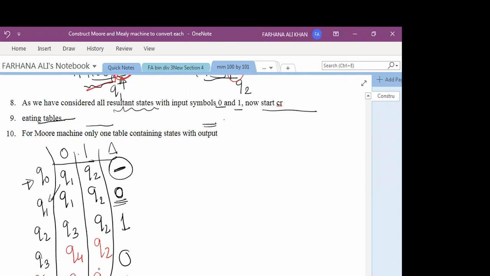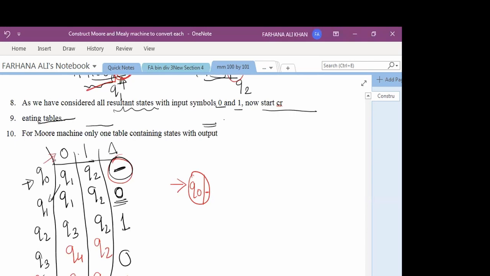So here we have drawn the table for the Moore machine. Now we have to draw the state transition diagram for the Moore machine. How will we start? We will start with the initial state, Q0. What was the output? Output is nothing. When we put a slash, we write down the output of that state. Q0 is not having any output, so we will put a dash here.